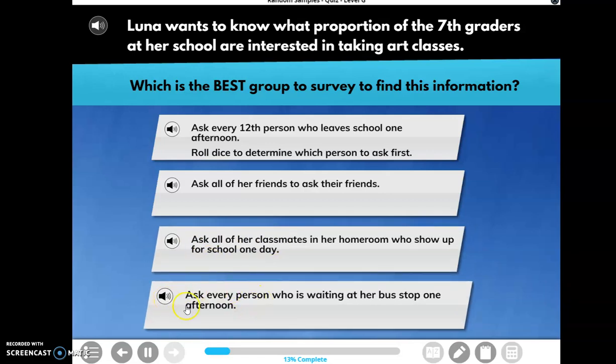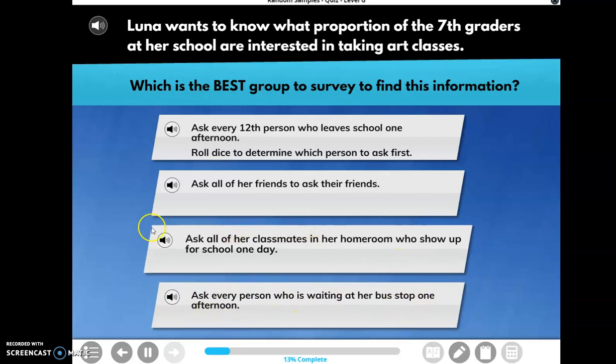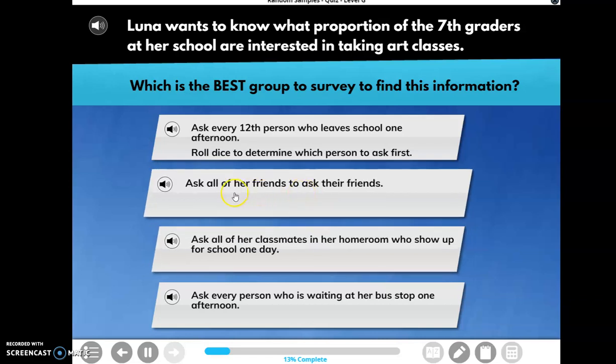With the bus stop, they might not all be 7th graders. Ask all of her classmates in her homeroom who show up. What about all the ones who don't show up that day? Or all the other homerooms? Like at Scarborough, there are 8 different homerooms for the 7th graders. Ask all of her friends to ask their friends. That doesn't sound very random.